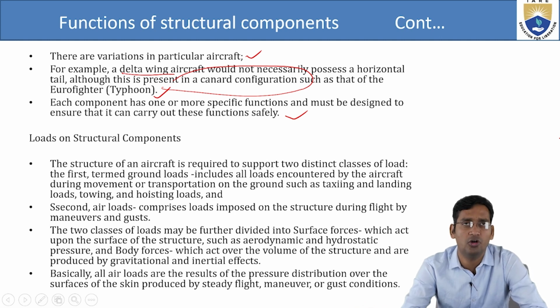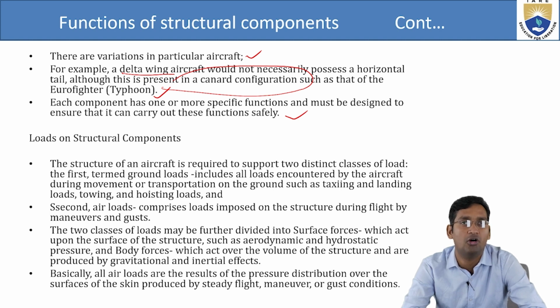Now, next is load on the structural component. The structure of an aircraft is required to support two distinct classes of load. The first, termed ground load, includes all load encountered by the aircraft during movement or transportation on the ground, such as taxiing and landing loads, towing and hoisting loads.